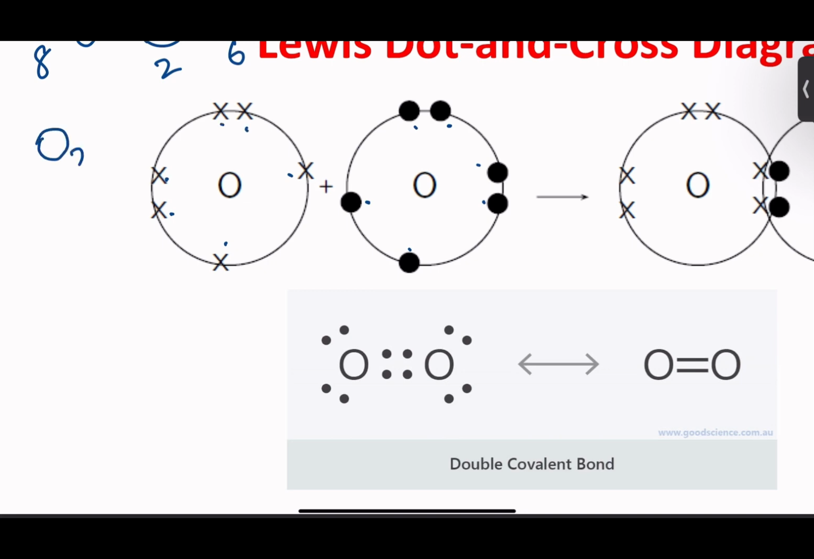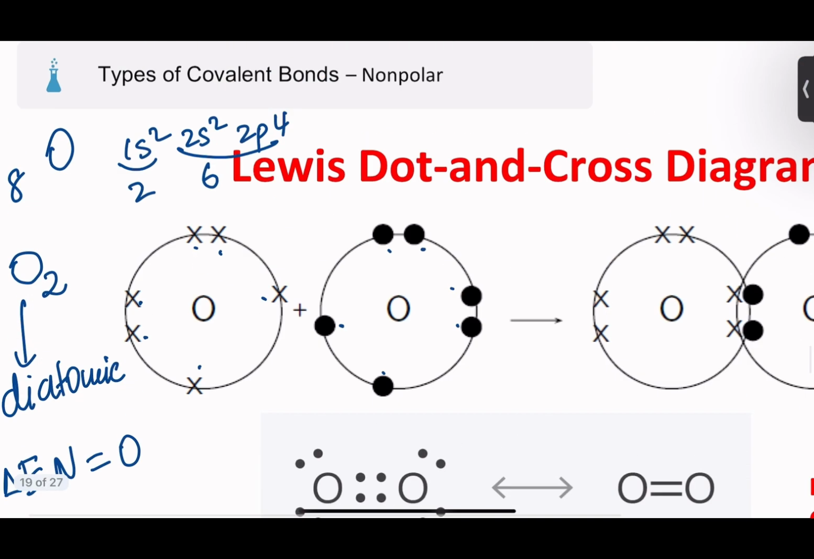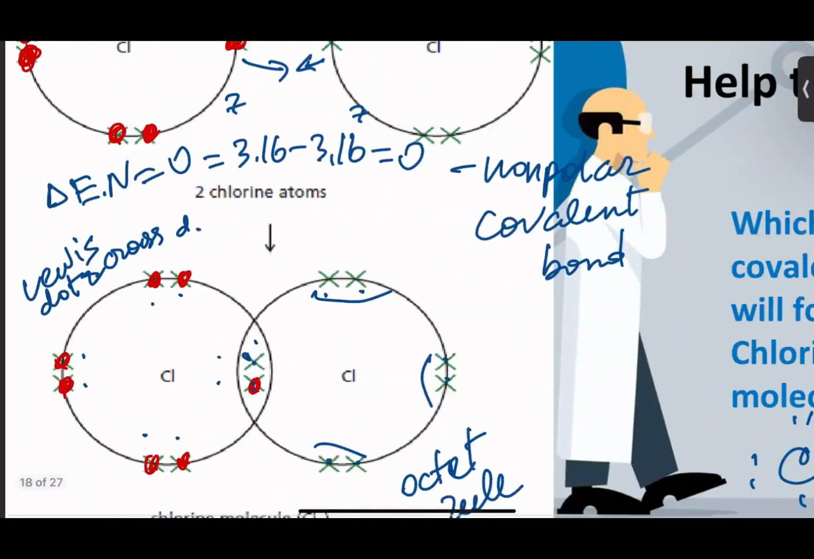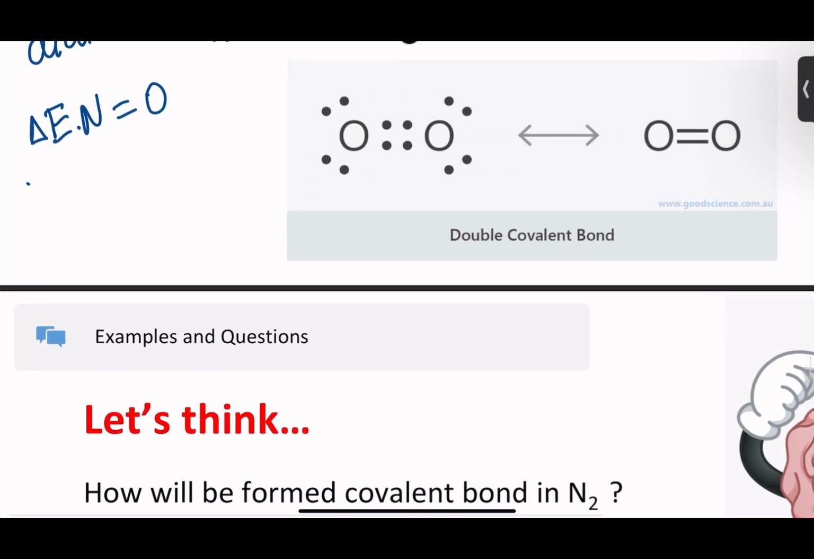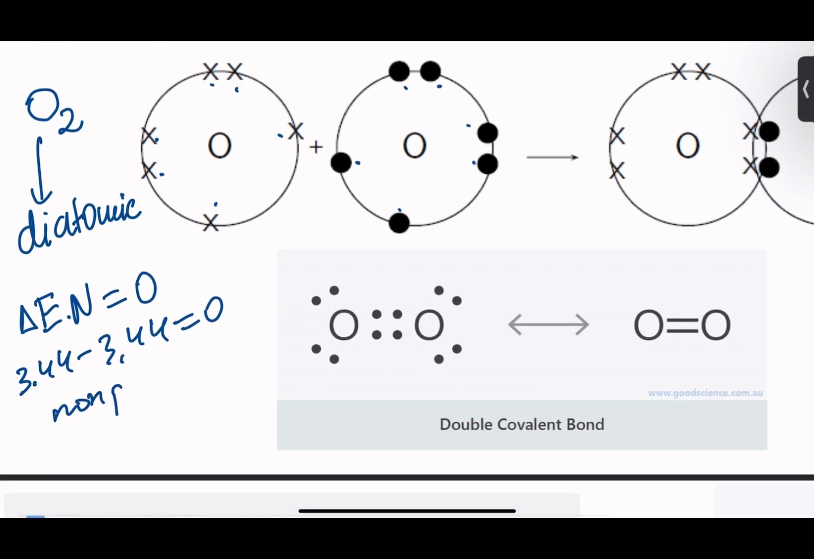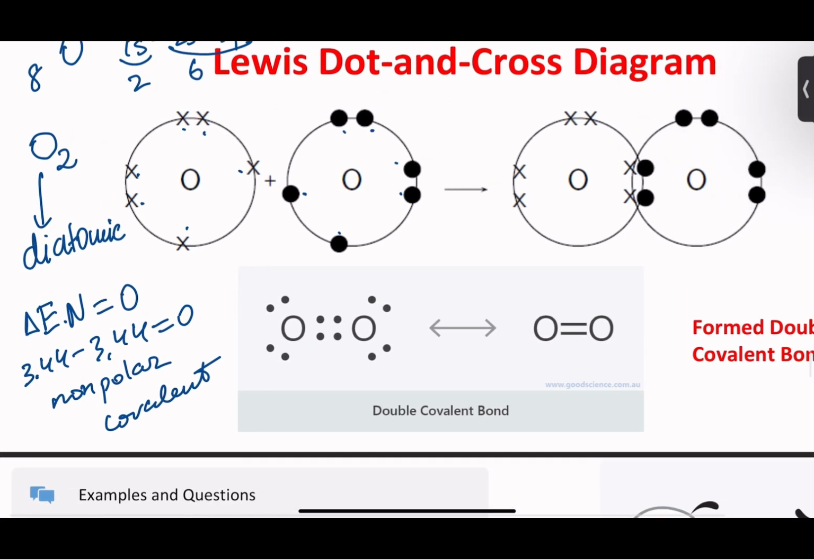We know that oxygen is also diatomic, meaning I need to have 2 oxygens. The electronegativity difference is going to be 0 again, because for oxygen the electronegativity is 3.44. So 3.44 minus 3.44 will be 0. It is the same element, so it is non-polar covalent. Okay, so now look at this one. He shares 1 electron, this one shares 1 electron.